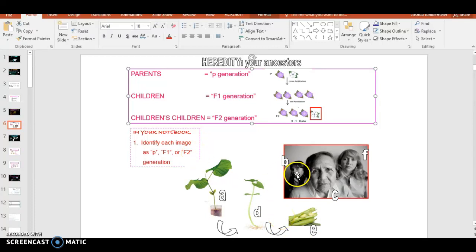On your own, look at individual B, C, and F, and label B, C, and F as P, F1, or F2 generation. All right, I'll end it there and start on slide 7 for our next video notes. Good luck and have a great day, folks.